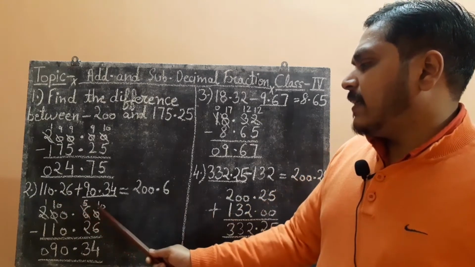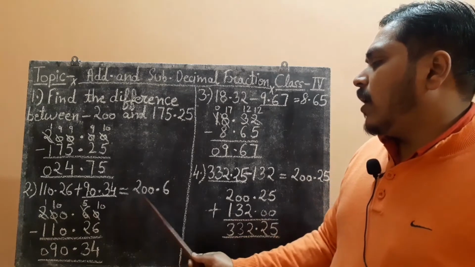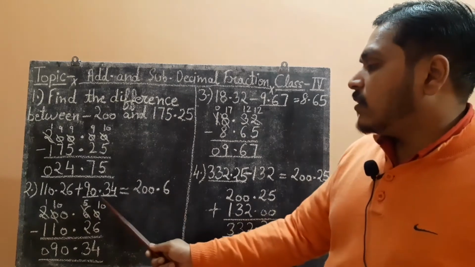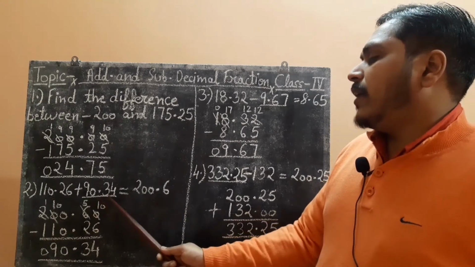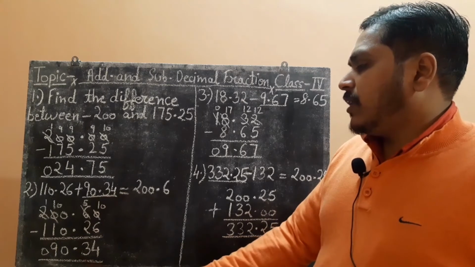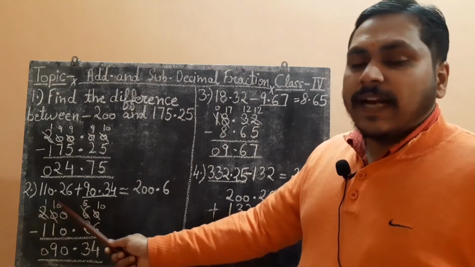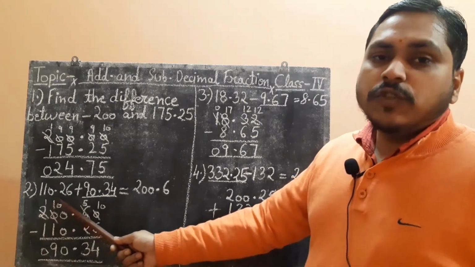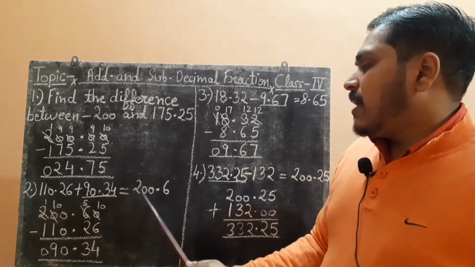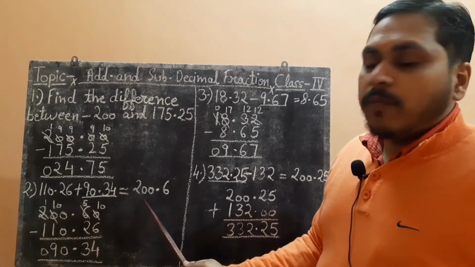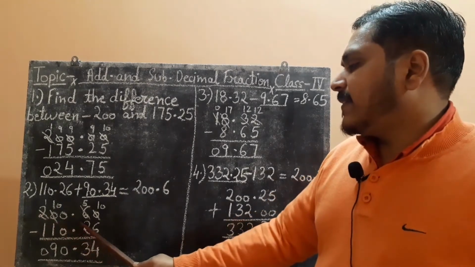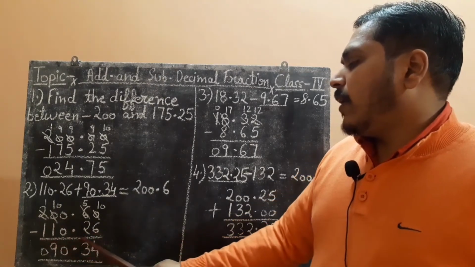Second question, 110.26 plus dash is equal to 200.6. Now how has this answer come? 90.34, I have done the solution here. Again you have to add a number to this 110.26. So you will subtract this number from the answer. The answer is 200.6. So 200.6 minus 110.26.